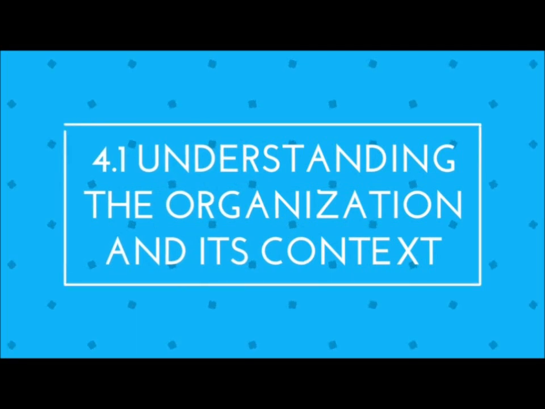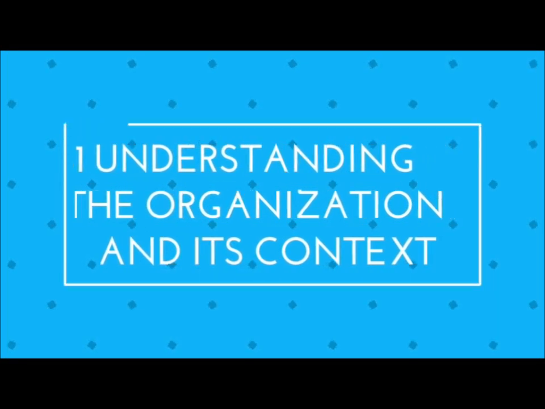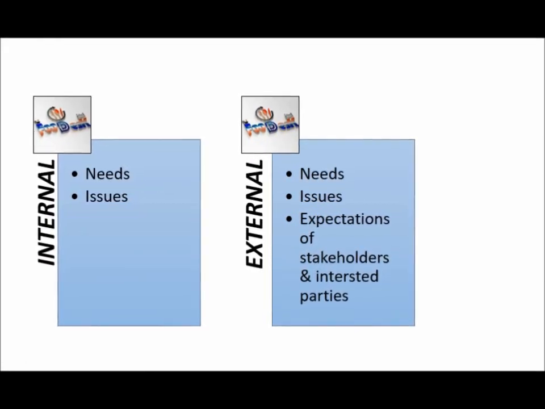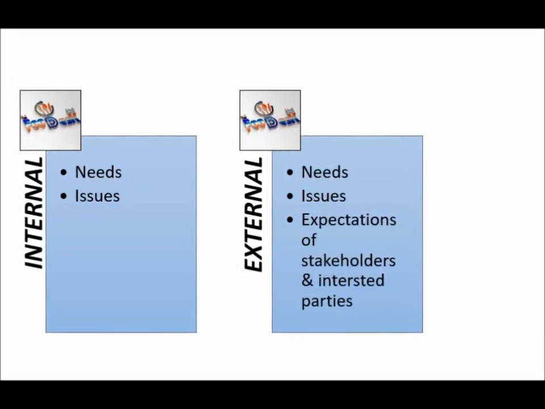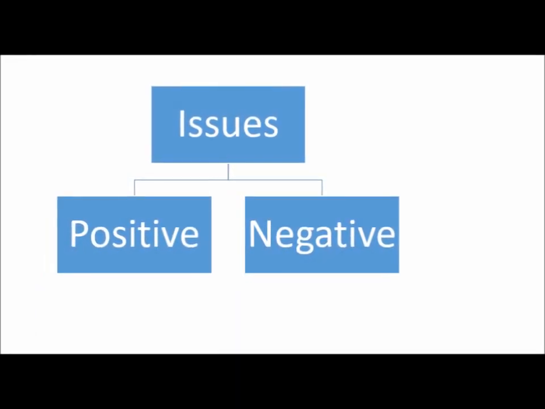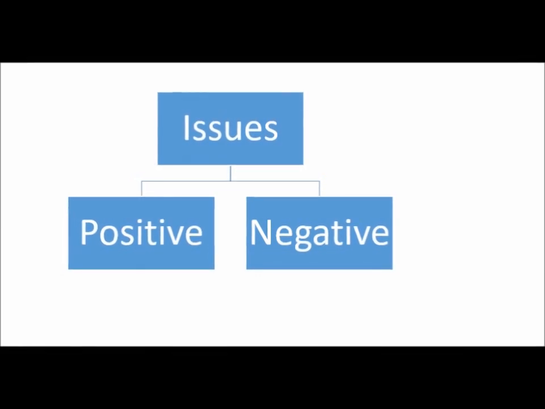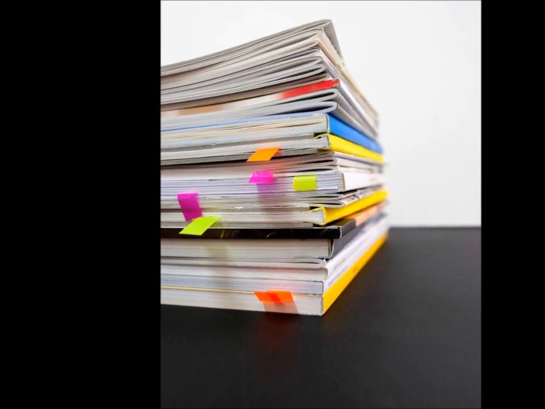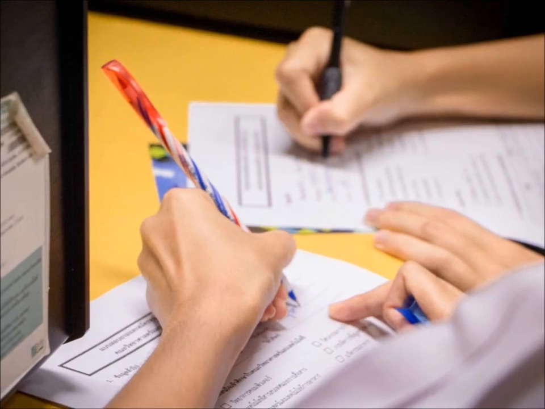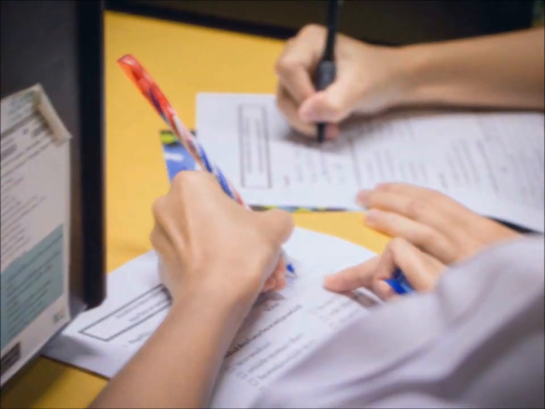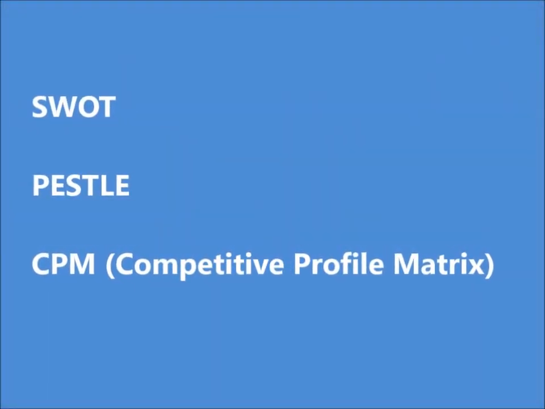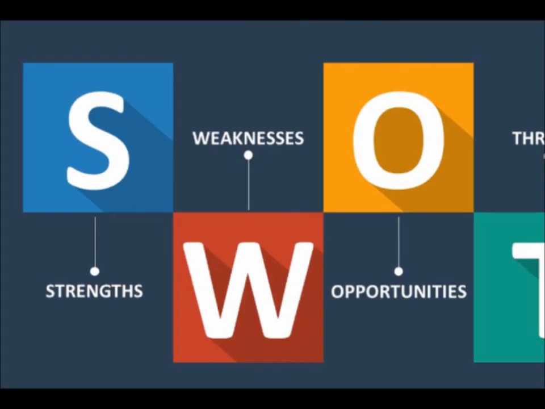4.1. Understanding the organization and its context. An organization will need to consider both the internal and external issues and the needs and expectations of stakeholders and interested parties. In this case, issues can include positive and negative factors or conditions for consideration. Although the standard doesn't prescribe the method for determining the context of the organization, there are some logical steps and milestones. Context of the organization also looks at a SWOT, PESTL or CPM analysis.